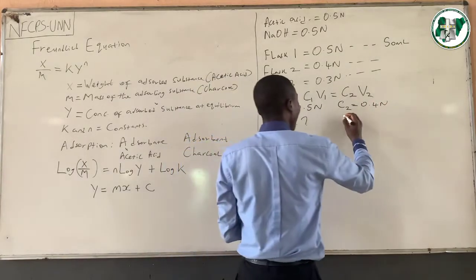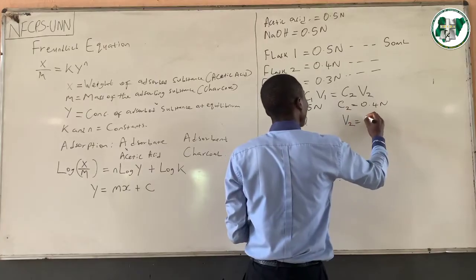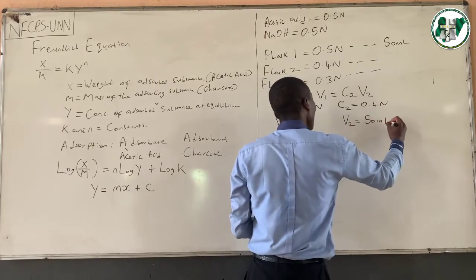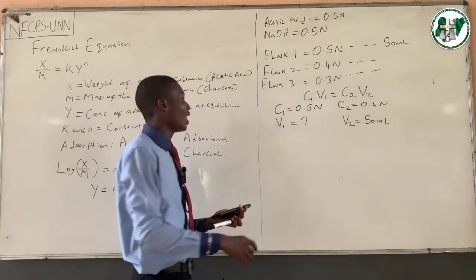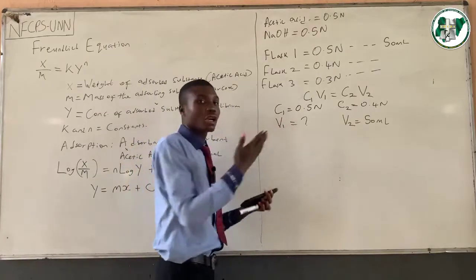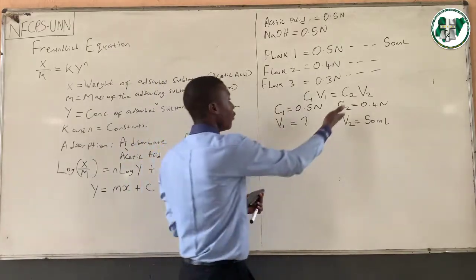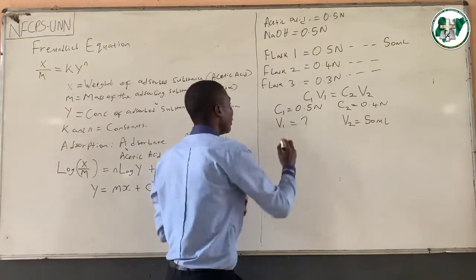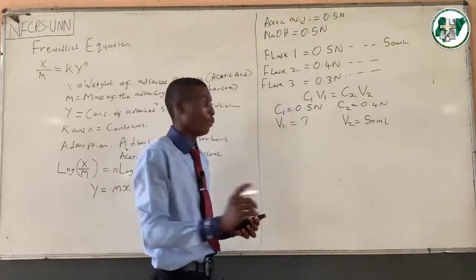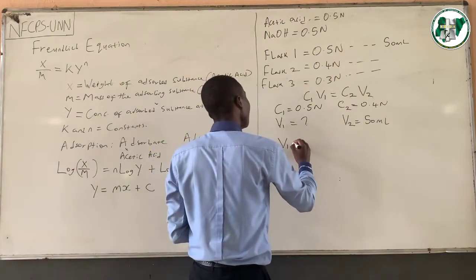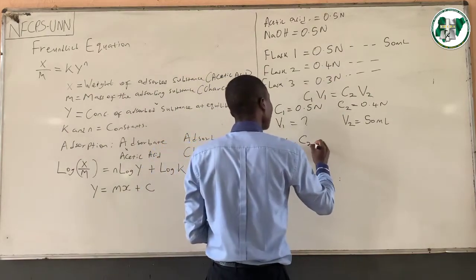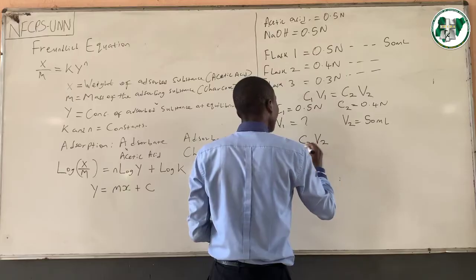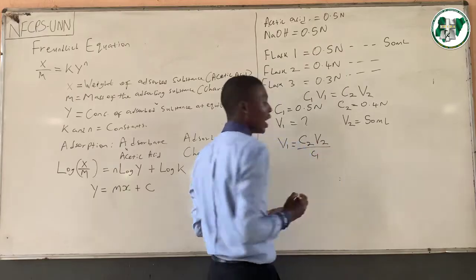And we are aware that the final volume, V2, is going to be 50 mL. So what we're going to be looking for now is the volume of the stock solution that must be diluted for us to get this particular concentration, which is our V1. So we're going to be making V1 the subject of the formula. So V1 is equal to C2 V2 divided by C1.